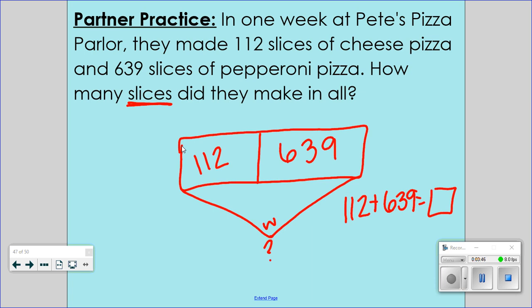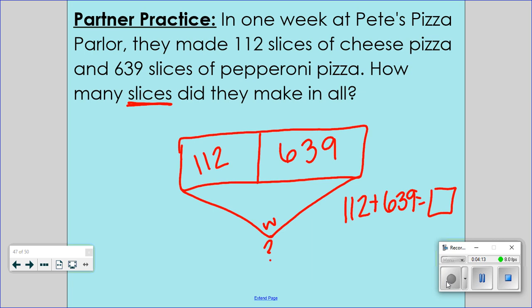I'm going to put you in a partner to solve this problem. You can do it however you want. If you feel more comfortable with base 10 drawings, go for it. If you feel more comfortable with expanded form, go for it. Does that make sense? Great. All right, most of you are heading back to your seats. When you finish, head back to your seat.